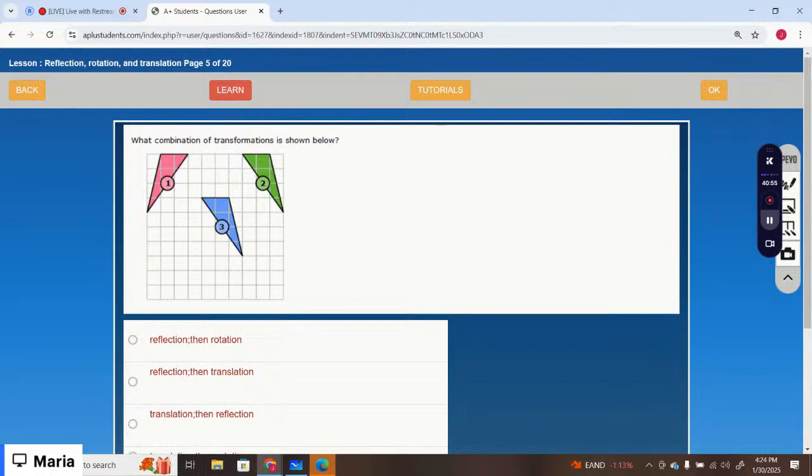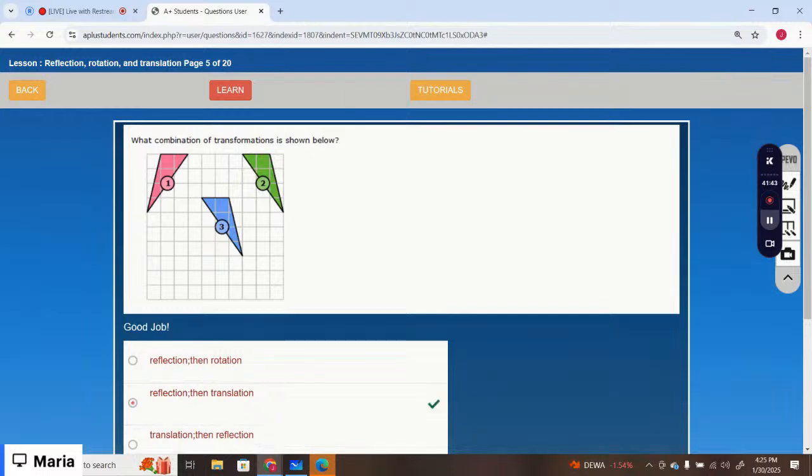What combination of transformation is shown below? One to 2, that is the reflection, and then translation, reflection and then translation. Option 2 is the correct option.